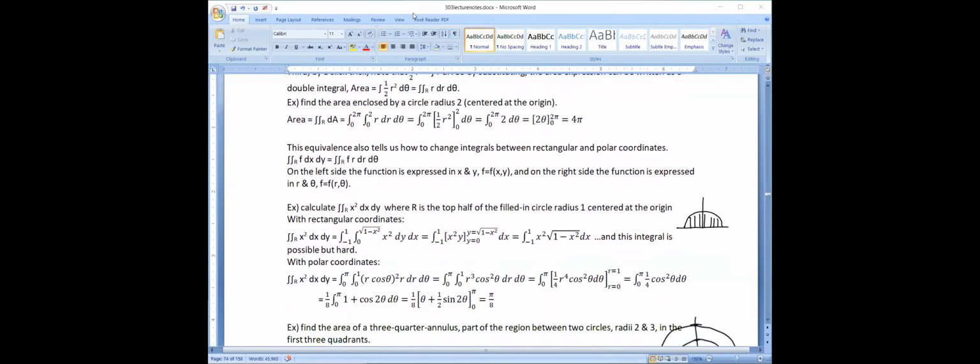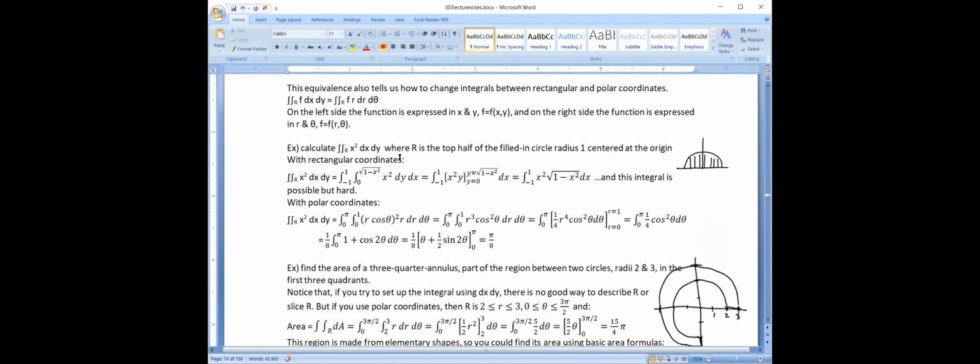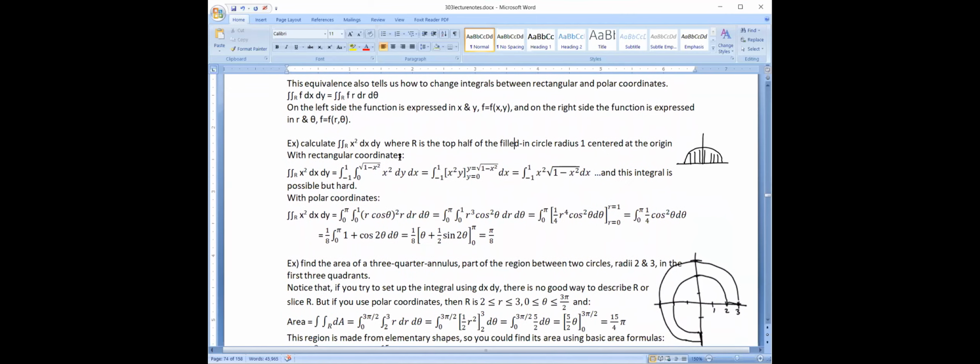Maybe one more example here. So let me scroll down so we can see the picture just for 1 second. Find the area of the 3/4 annulus. So it's the part of the region between two circles, radii 2 and 3, in the first 3 quadrants. So there's the graph.